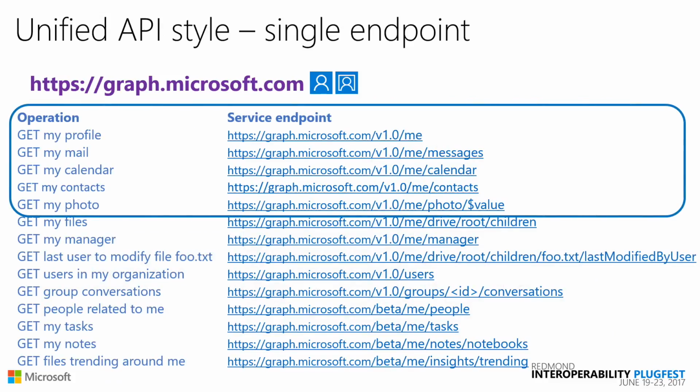So Graph today exposes our Outlook content, that is mail, calendar, contacts. Graph now also exposes our Outlook task APIs, or the task content, as well. These are the few ways to get the Outlook content from Graph.